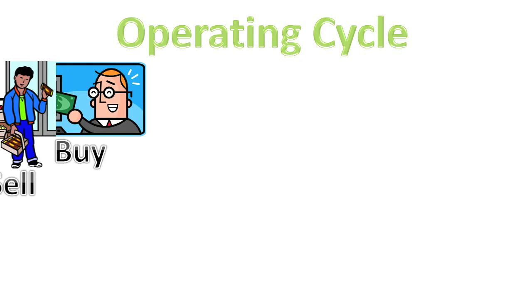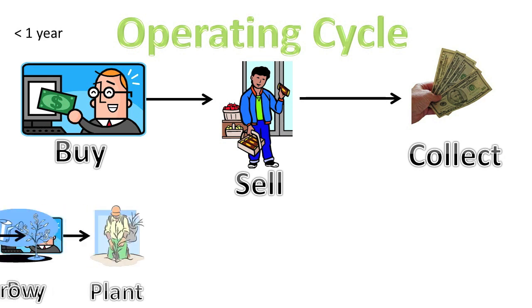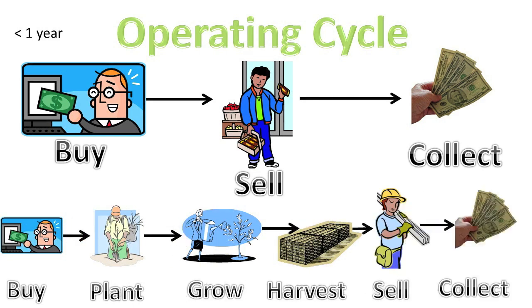A company's operating cycle is the time it takes to buy product, sell it, and collect payment. The operating cycle for most retailers is less than a year. However, for other companies, like those in the lumber industry, that have to buy, plant, grow, harvest, sell, then collect, their operating cycle is often longer than 1 year. Companies that have operating cycles longer than 1 year will refer to the length of this longer operating cycle when making classification decisions between what is current and what is non-current. Companies with an operating cycle of 1 year or less will use 1 year when classifying between current and non-current.